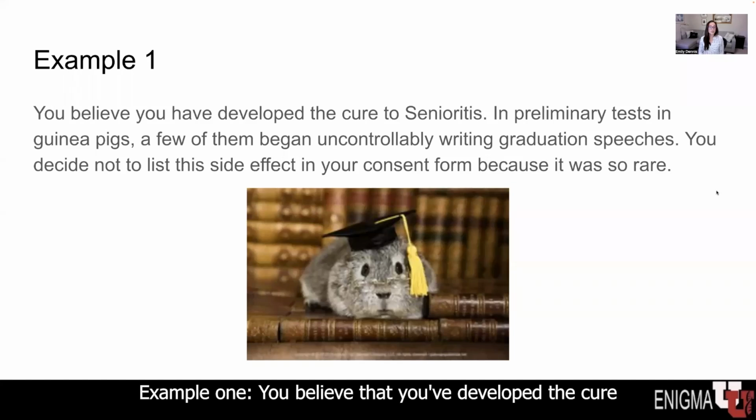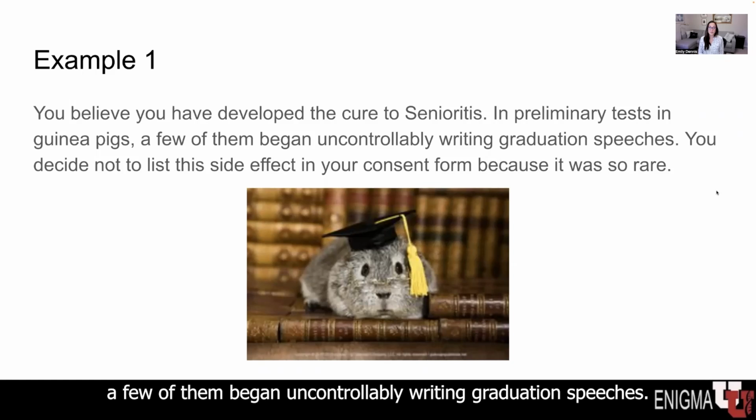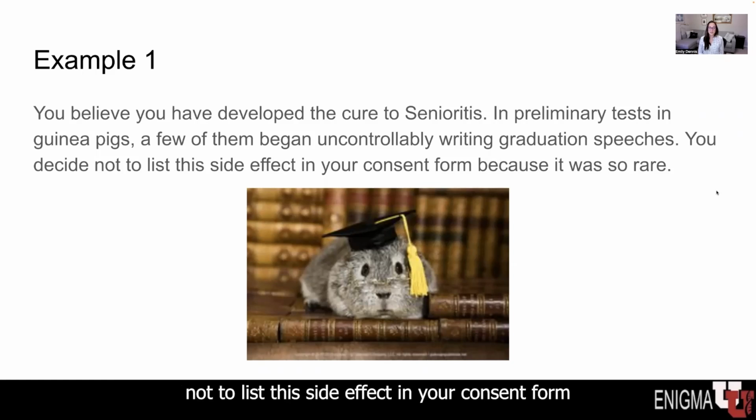Example 1, you believe that you've developed the cure to senioritis. In preliminary tests in guinea pigs, a few of them began uncontrollably writing graduation speeches. You decide not to list this side effect in your consent form because it was so rare. Is this ethical or not? The answer is no, you have not given informed consent. You should be listing any side effects that somebody might experience, whether it's uncontrollably writing graduation speeches or a lot of those side effects that you often hear said very quickly in pharmaceutical ads.